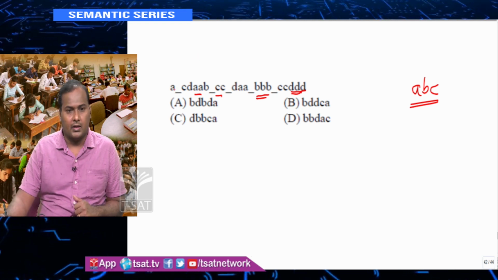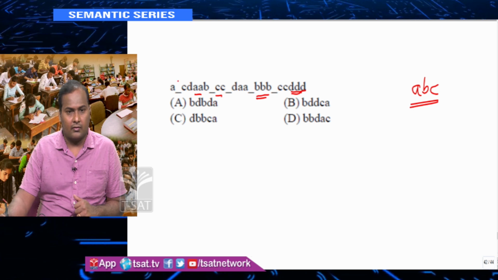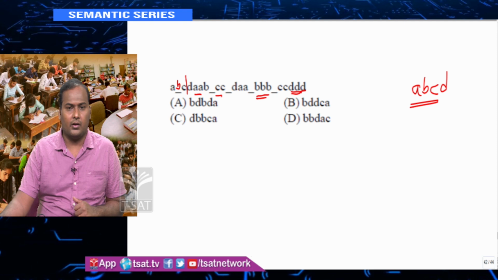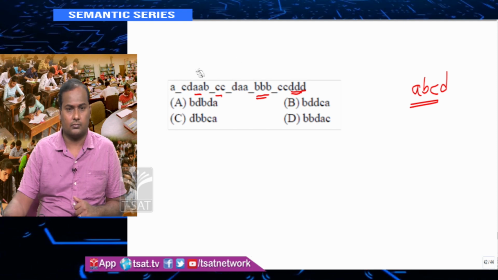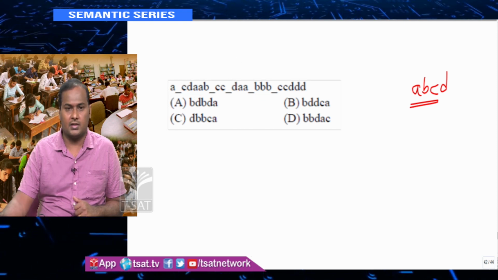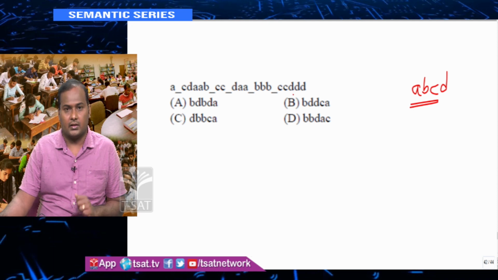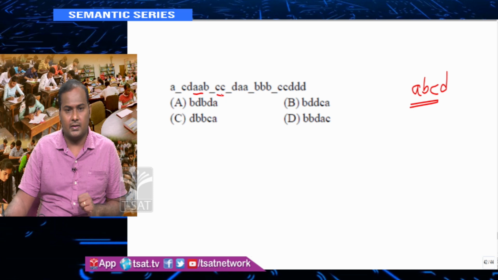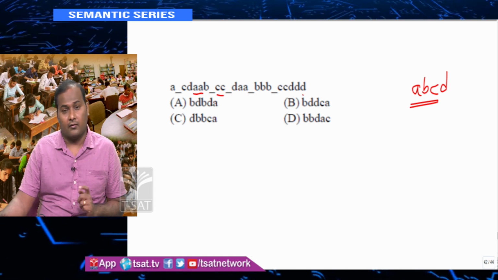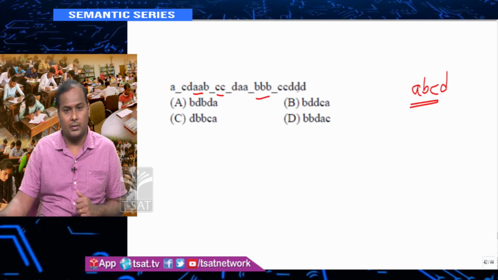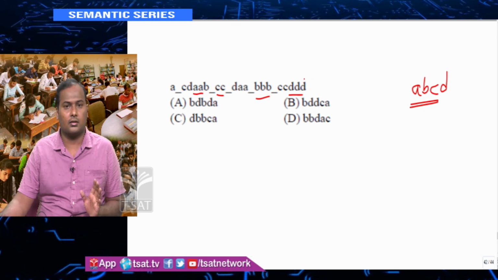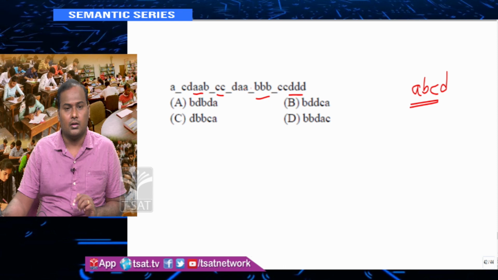See the first one here. A gap C. So I will try to keep B. A, B, C, D. So I will try to increase the letters also. See, the pattern is the same, that is, the repetition is increasing. That's what I found out. What is that? Initially AA, then CC, only 2 repetitions. Finally, BBB, 3 repetitions, DDD, 3 repetitions. So the logic is that the repetitions are increasing.